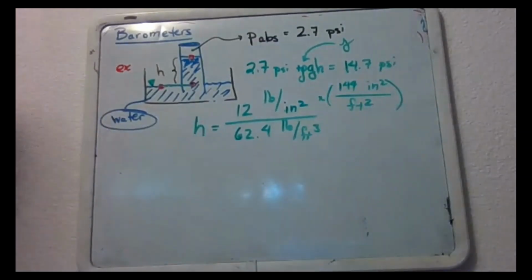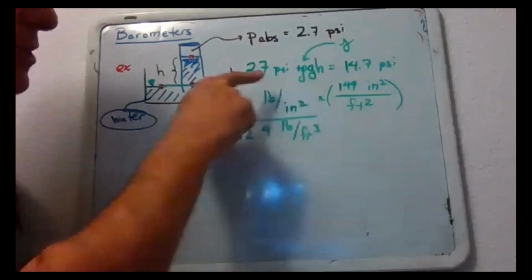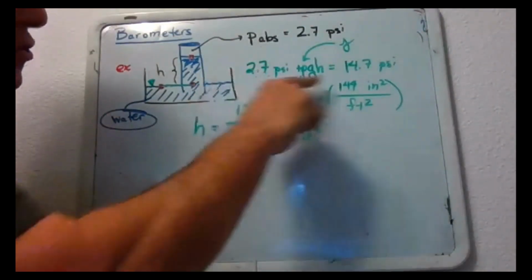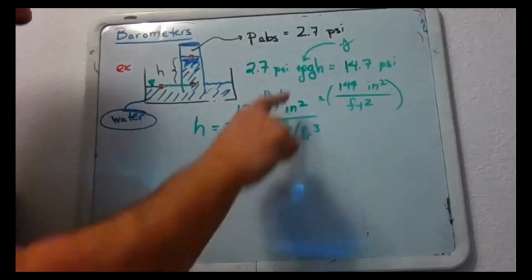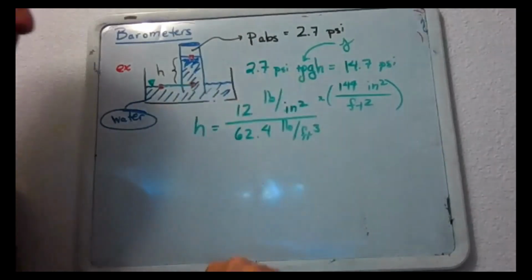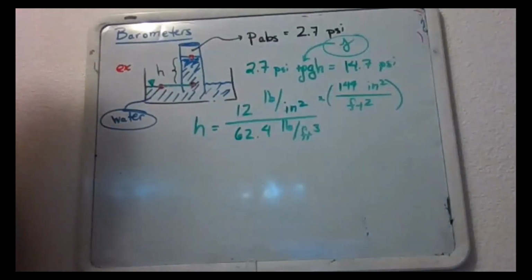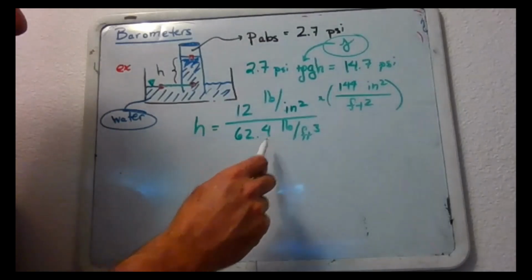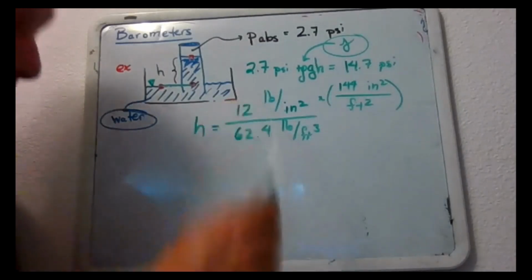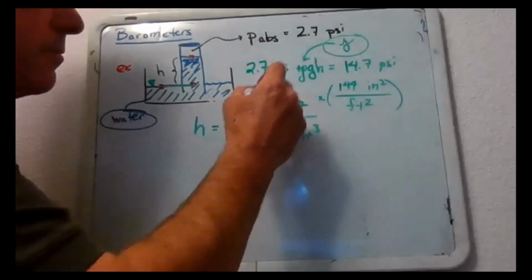Okay, there are many ways you could get through it. What I did was the algebra first and I solved for H. I moved the 2.7 over, so I got 12 pounds per inch squared, and then I divided by rho g. Sometimes it's more convenient to use the specific weight instead of rho g. In this case, it is. The specific weight of water is 62.4. Here I've got pounds and pounds, so those pounds are going to cancel out.